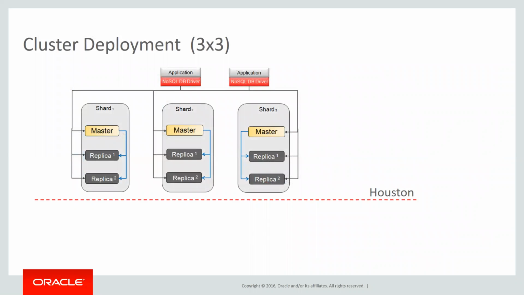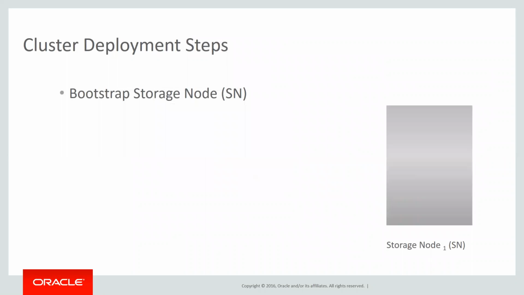So let's look at the lab. In today's lab, we want to set up a data center. We call it the Houston Data Center. We want to set up a 3x3 NoSQL cluster, 3 shards, each having 3 copies of the data. You can see there are 3 shards: shard 1, shard 2, shard 3. Inside the shard, there are 3 nodes. One node is selected as the master node, and the other nodes are what we call the replica nodes. Before we actually do the hands-on lab, let's understand the cluster deployment steps.